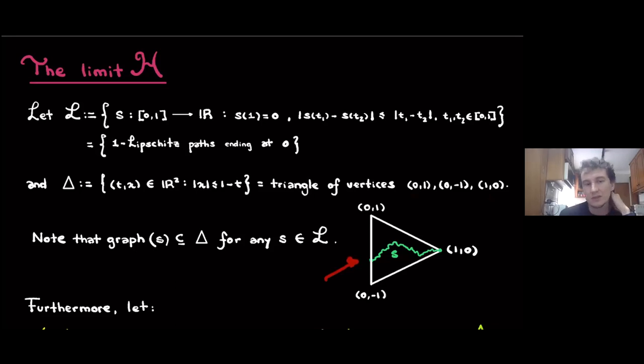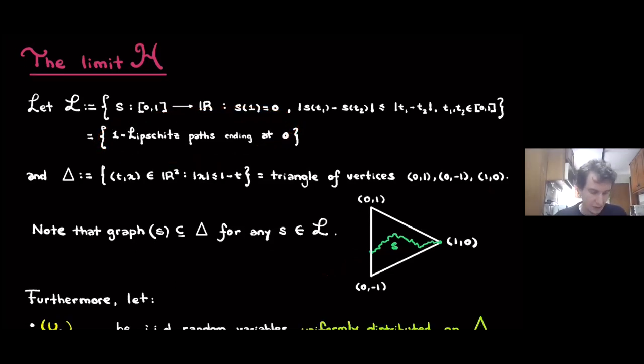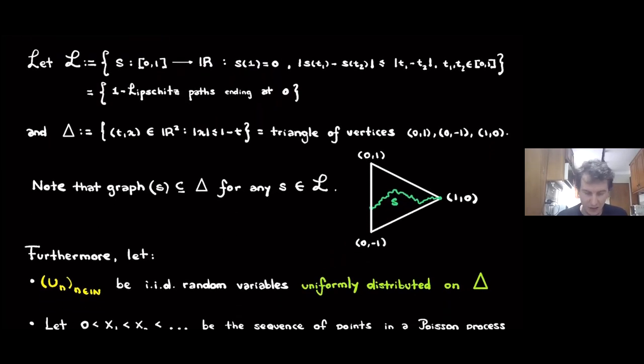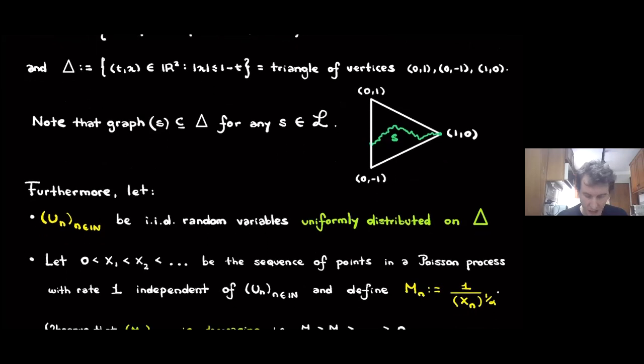And the reason why I want to consider this triangle is because if you graph all the paths in this set, what you will get is always a path that is contained in this triangle. So basically this triangle is somehow the domain on which the graphs of all these paths live.